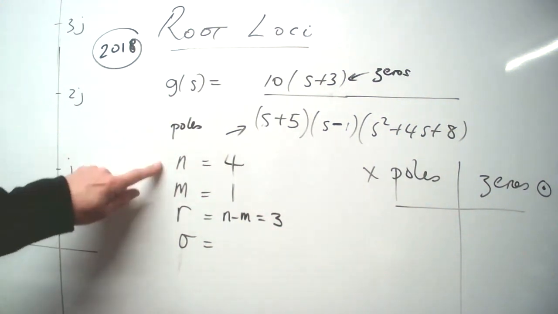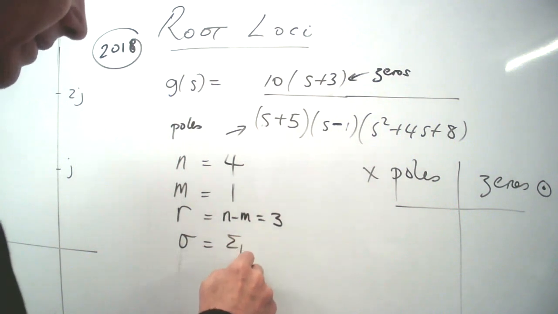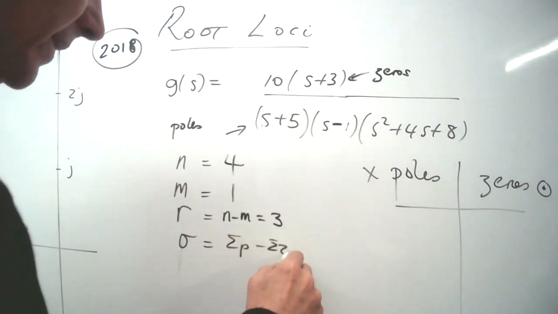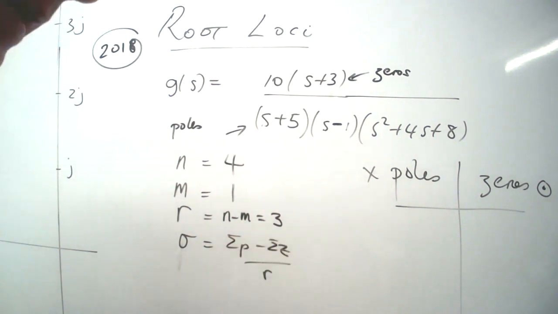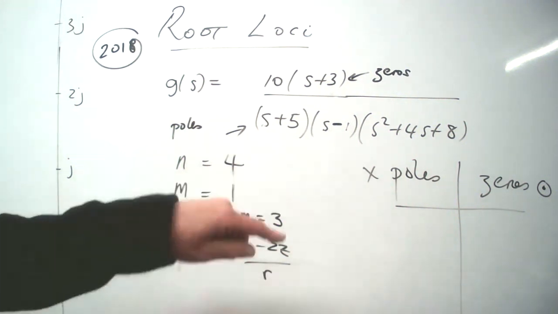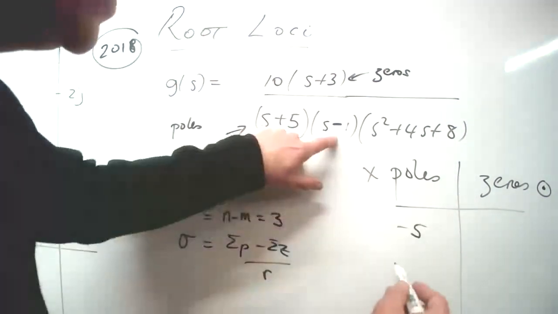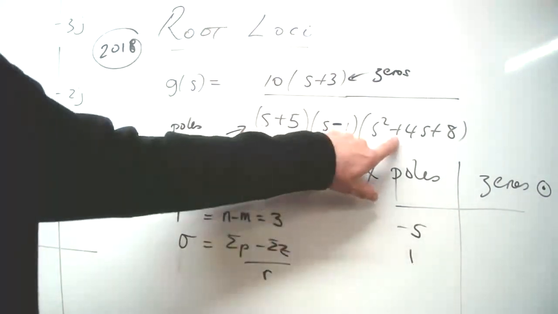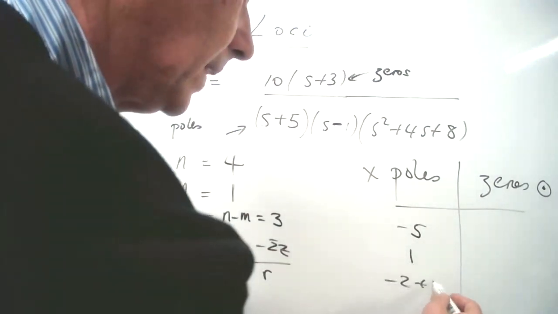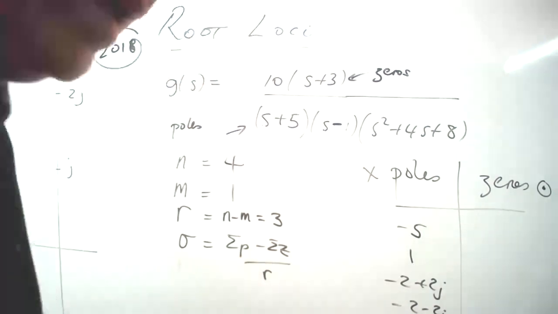If you look at the past paper questions, they're always like this, and probably the same this year as well, but you can never tell. Then sigma is given by the sum of the poles minus the sum of the zeros, divided by r, where r is 3. So we've got to write down where our poles are. We've got a pole at s is minus 5, one at s is 1, and if you solve this one, you get minus 2 plus 2j and minus 2 minus 2j.